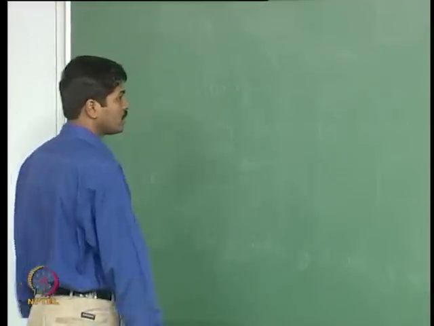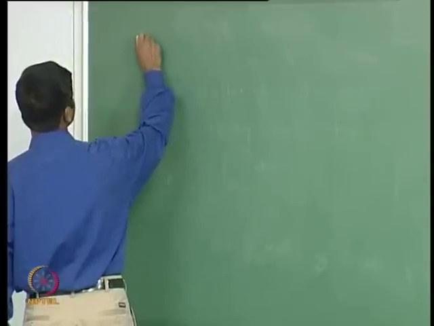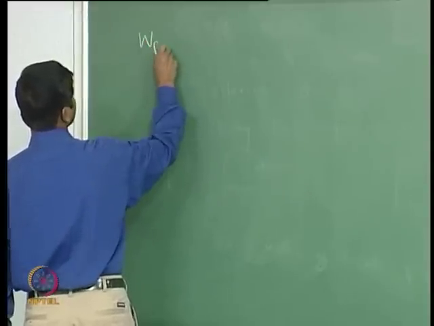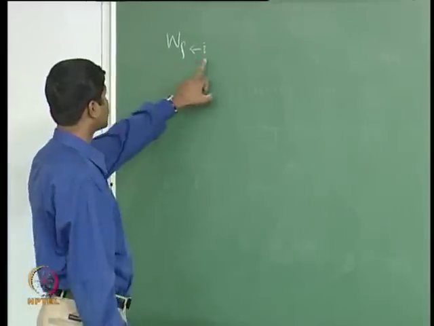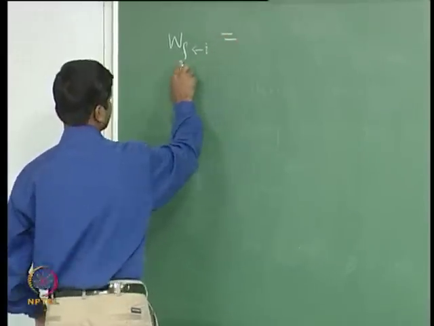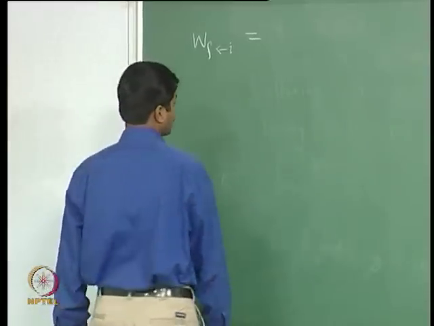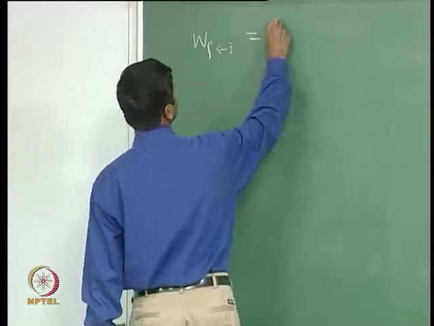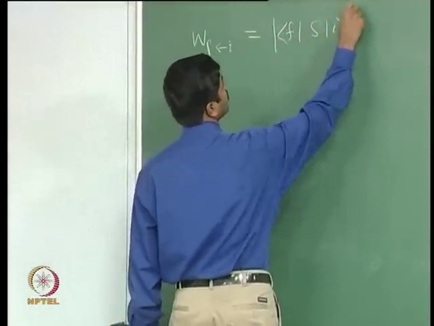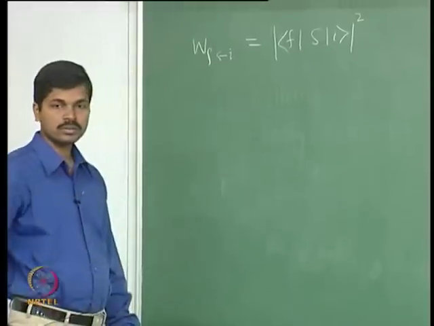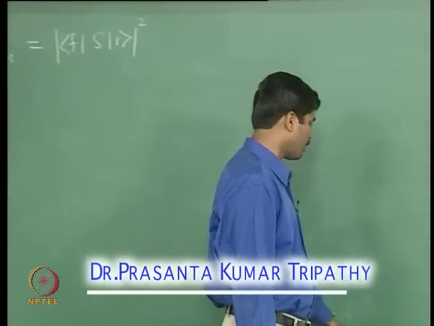So let us compute the probability of going from some initial state to some final state, f i. That will be given by the mod square of this quantity. We will be computing this quantity in a moment.